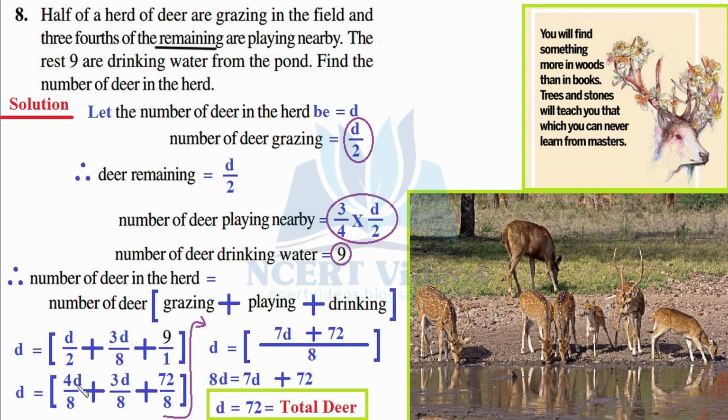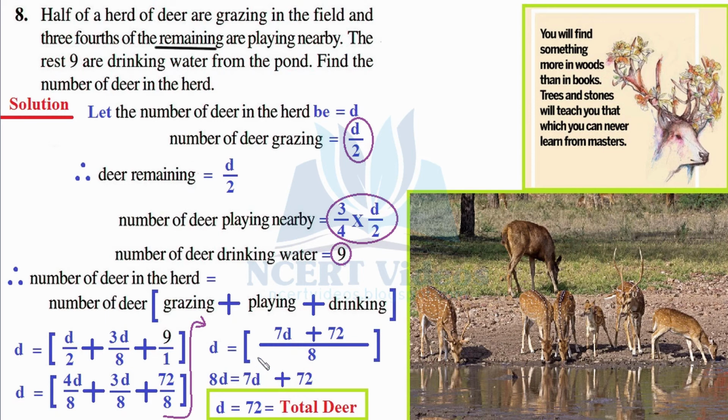D equals, as it is, 4D plus 3D gives us 7D plus 72 as it is, and in the denominator 8 can be taken as common, because if you open it again, you will get 7D over 8 plus 72 over 8. So we took 8 as common and added like terms, that is 4D plus 3D gives us 7D, plus 72 separated. 8 is getting divided on the right hand side. Transposing it towards the left hand side, we have to multiply it. So it becomes 8D, because 8 into D is 8D, equal to only the numerator left on the right hand side. So we write 7D plus 72.